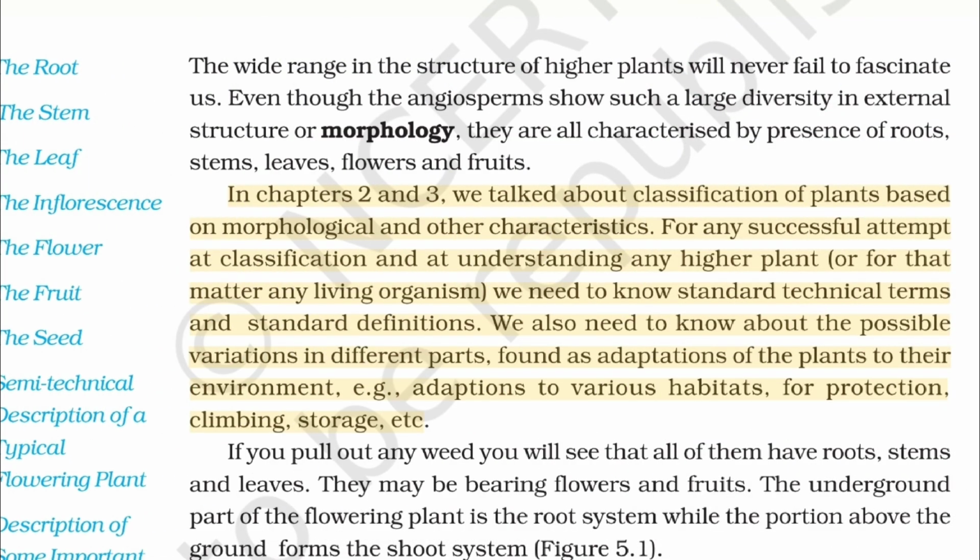In chapters 2 and 3, we talked about classification of plants based on morphological and other characteristics. For any successful attempt at classification and at understanding any higher plant, or for that matter any living organism, we need to know standard technical terms and standard definitions. We also need to know about the possible variations in different parts, found as adaptations of the plants to their environment, for example, adaptations to various habitats, for protection, climbing, storage, etc.